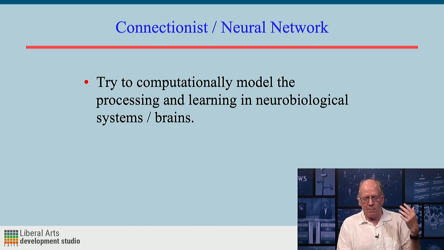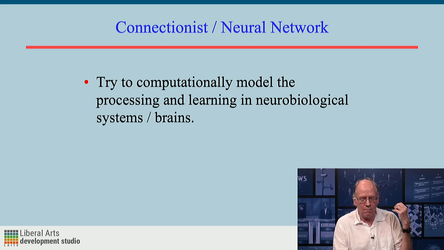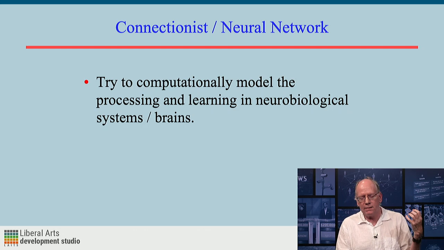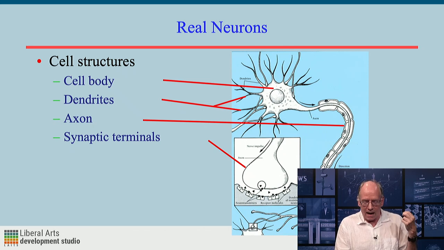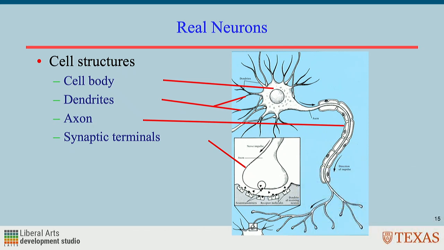approach. And it stems from this history of trying to computationally model the actual processing and learning in real neurobiological systems like the human brain. And I took this picture. I actually did take a neurobiology class when I was an undergraduate 40 years ago. And this is the picture we had in our textbook of what a neuron looks like, right?